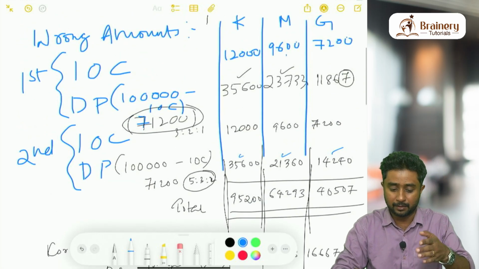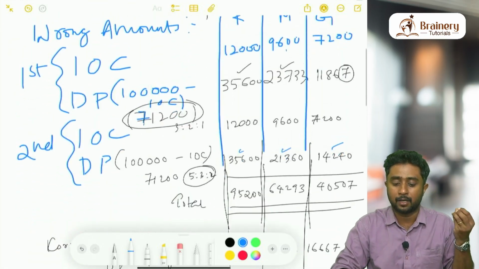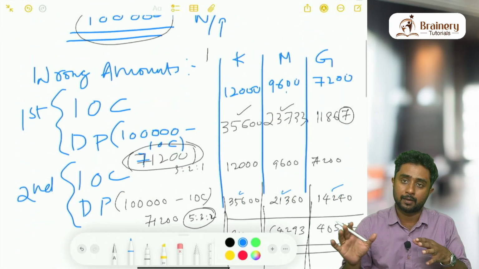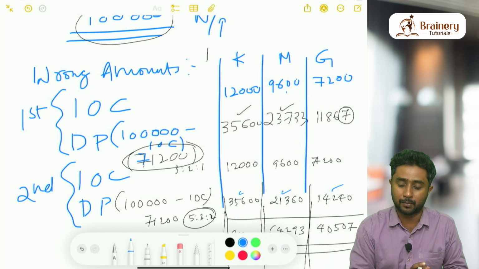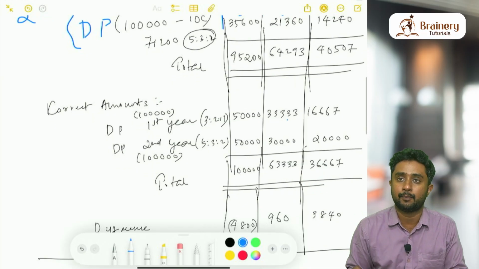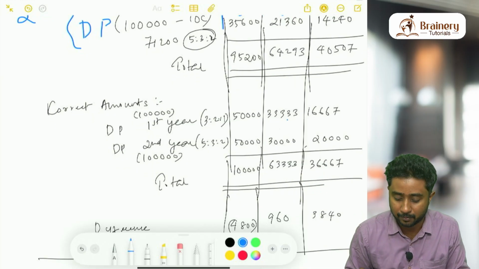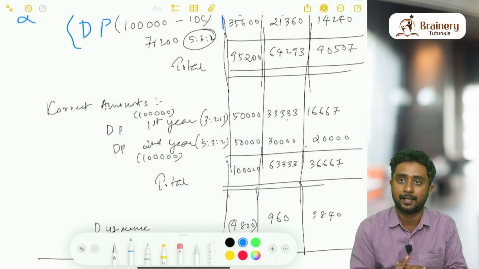So after this, wrong amounts we have done. Wrong amounts, again to explain what do you mean by wrong amounts. The amounts which are already written wrongly in the capital account of the partners are taken as wrong amounts here. Now next is correct amounts. The amounts which are supposed to be there in the capital account of the partners are taken as correct amounts here. Only divisible profit should be there, no interest on capital should be there in the capital accounts.